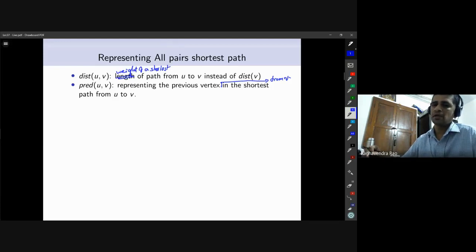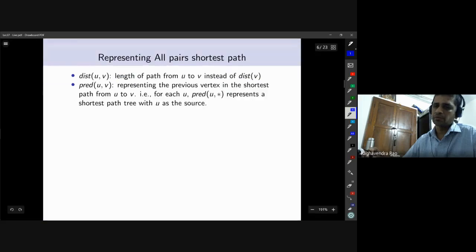So for every u, predecessor u star will basically represent the shortest path tree for paths originating from u. Okay, so that's a simple modification. It's a minor thing though, but yeah, it's necessary.